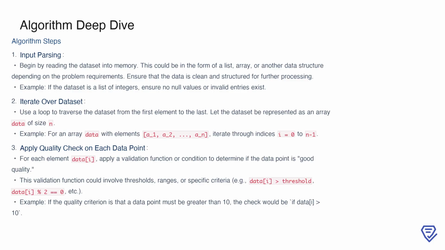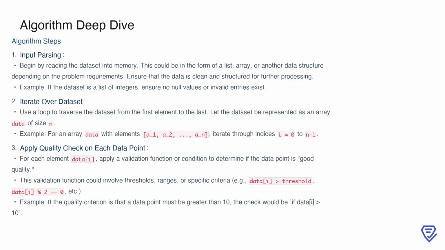Next, we iterate over the dataset using a simple loop. Let's represent the dataset as an array called data with size n. The loop will traverse through all indices, from i equals 0 to n-1. During this traversal, the algorithm applies a quality check to each data point. For every element data[i], a validation condition is used to determine whether the data point meets the quality criteria.